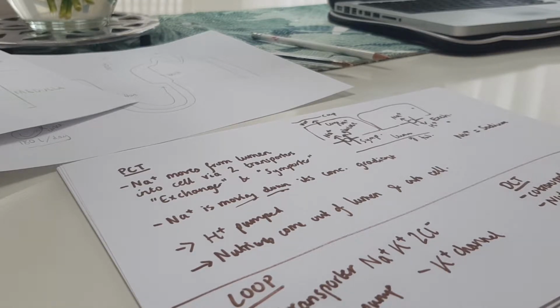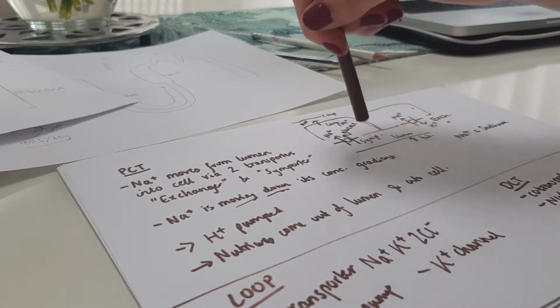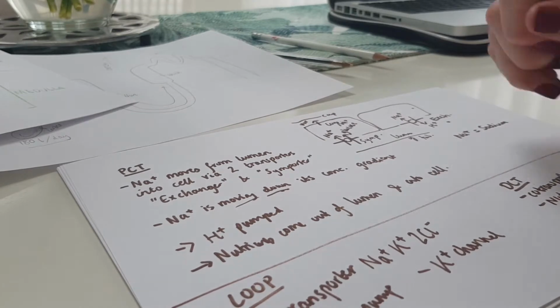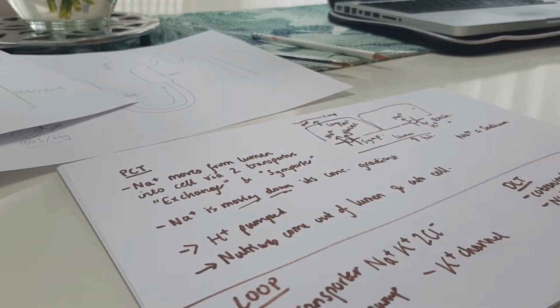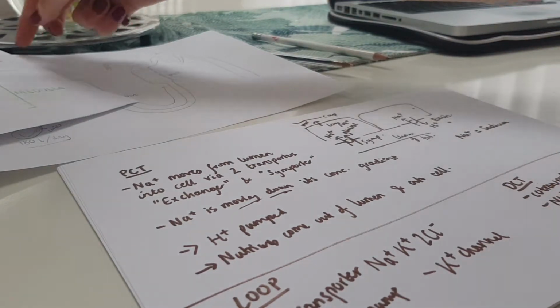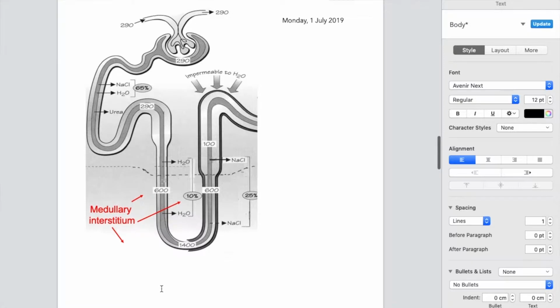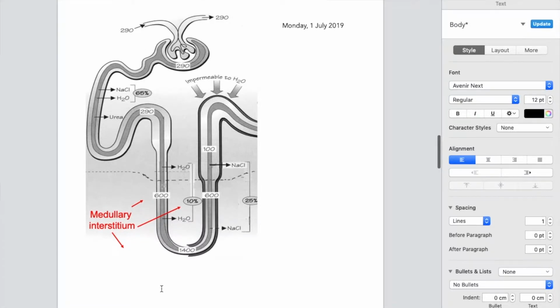Okay. So if you understand the way it works in the PCT, you basically understand how it works in the loop and the DCT. There's just some more finer details, like a bit of chloride is involved in the loop, and that sort of thing. But we'll go through that. So there's quite a nice diagram on the screen right now for you to look at, which shows you the changes in osmolarity from the glomerulus.